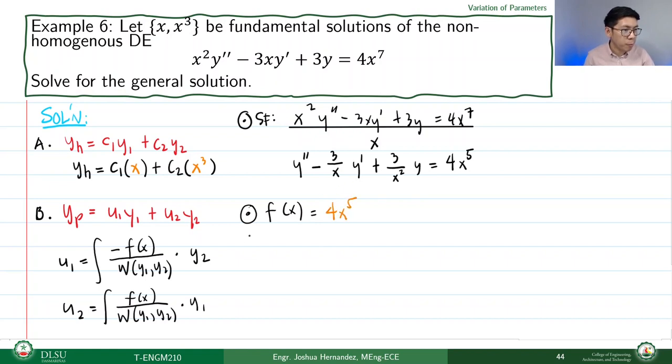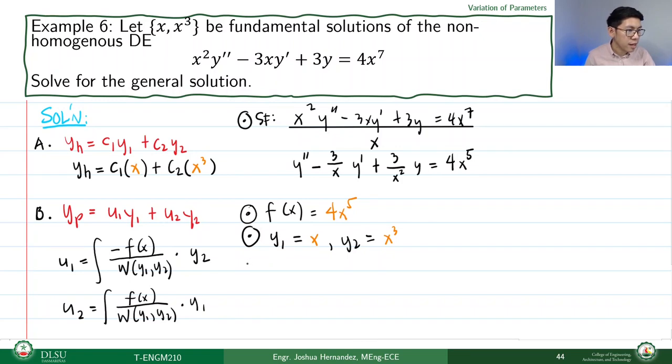What else do we need to solve this equation? We need to identify y1 and y2. Simply by inspecting our homogeneous equation, we can see that y1 is actually x. It is also given in the problem statement. And so our y1 is x, whereas our y2 is x cubed. Alright, we're close. We have y1 and y2, and the only thing missing is the Wronskian.